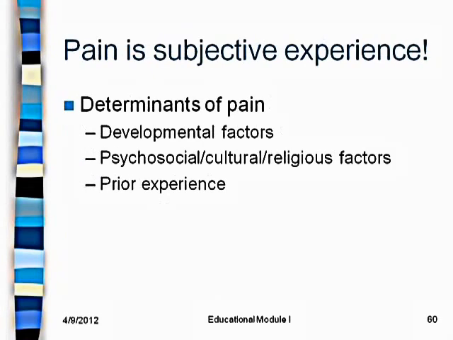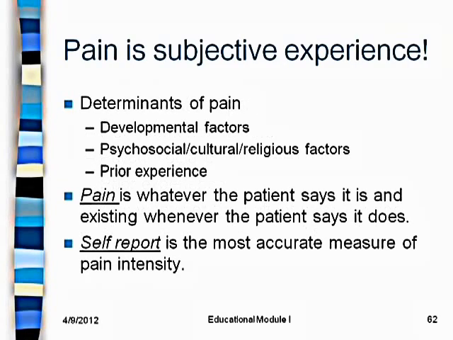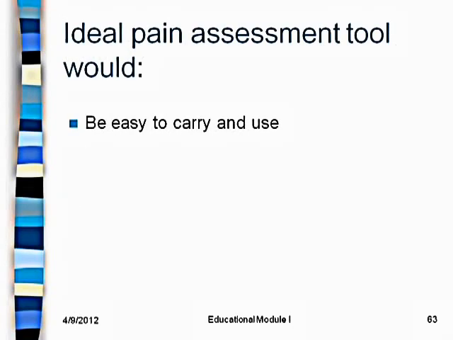The determinants of acute pain experience include developmental factors such as age or cognitive abilities, psychosocial, cultural, or religious factors, and prior experience. Pain is whatever the patient says it is, and existing whenever the patient says it does. And self-report is the most accurate measure of pain intensity. An ideal assessment tool that allows the patient to simply and accurately score their pain is the first step to improving pre-hospital pain management.